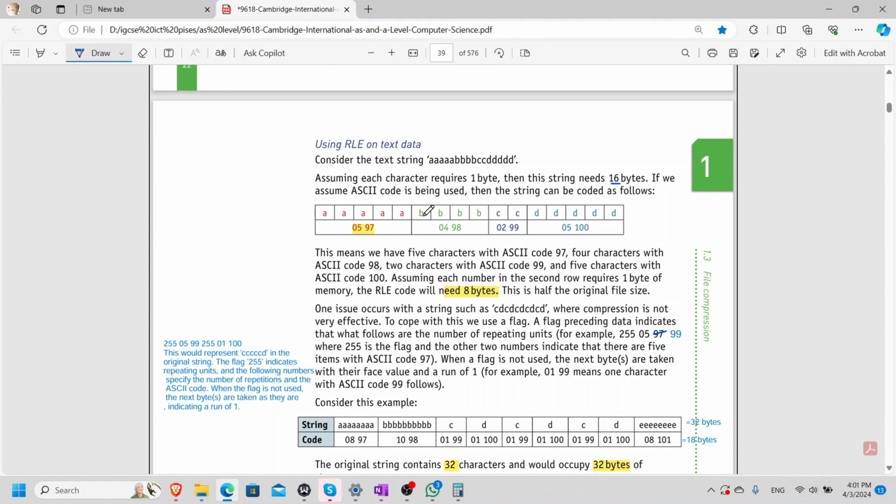Similarly for b, we can count how many b's were there, 4, and the code is 98. And similarly we can do for c and d. Now see, the first row will be using 16 bytes to represent this string. Whereas if I use run length encoding, what will be used?